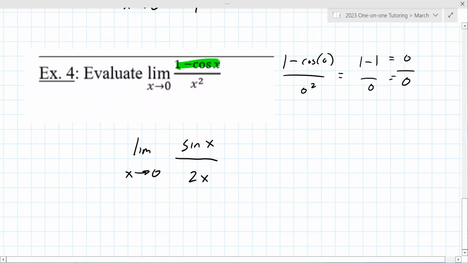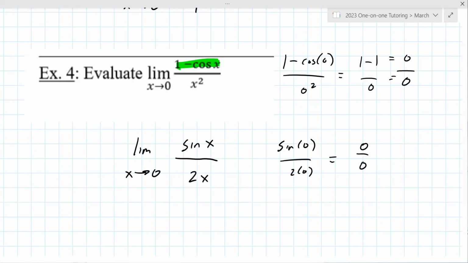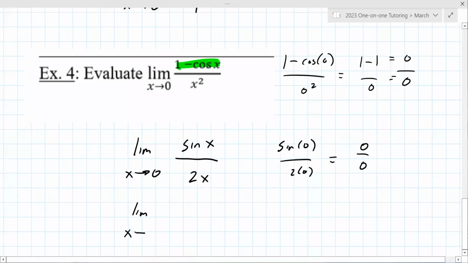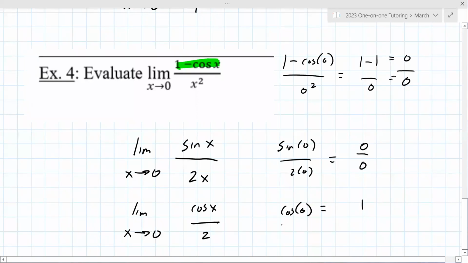You do it again. You're like, all right, sine of 0. Try it again, 2 times 0. But again, you get 0 over 0. So you take another derivative, the top and the bottom. And you do this indefinitely until you get something that does work. And it really doesn't take that long. So now you're okay. Cosine of 0 is 1. So 1/2 is your answer.